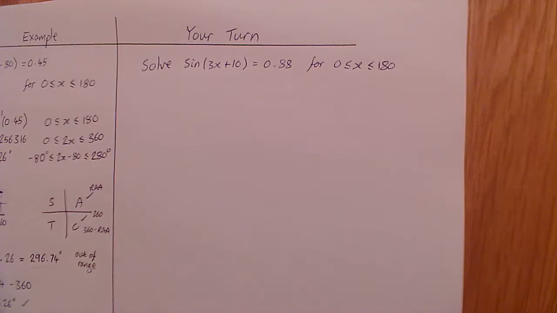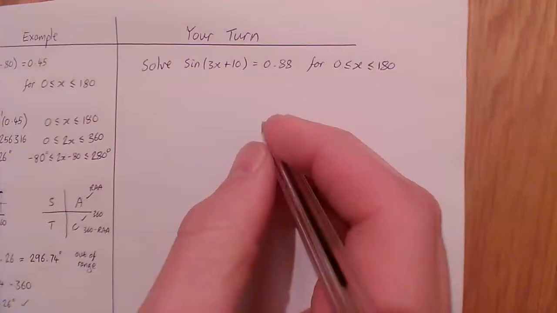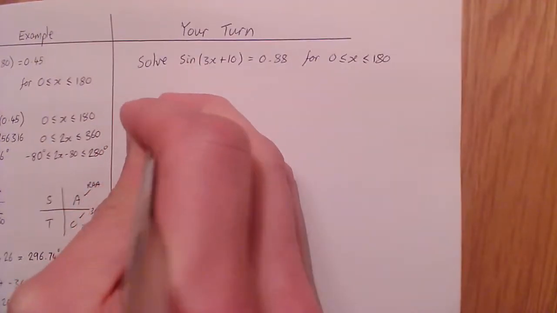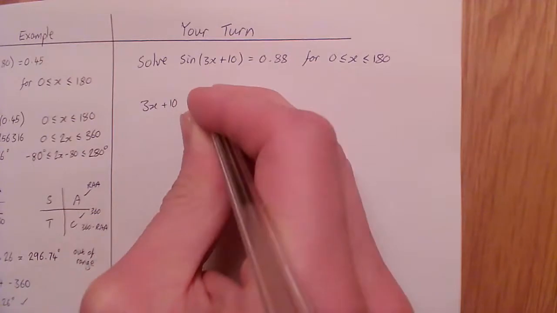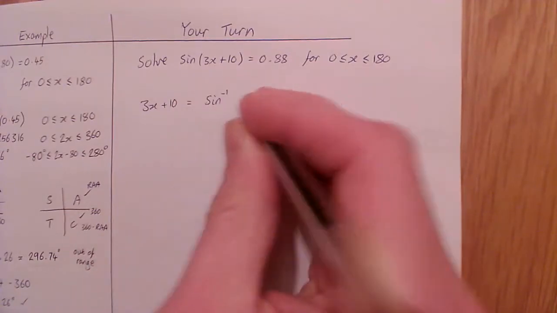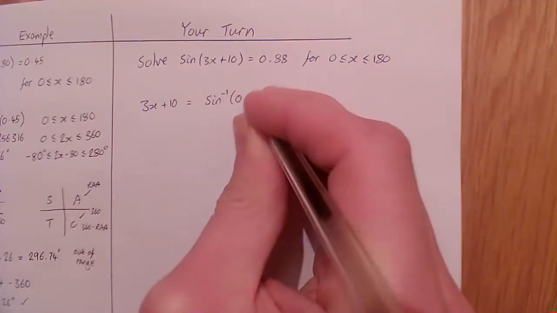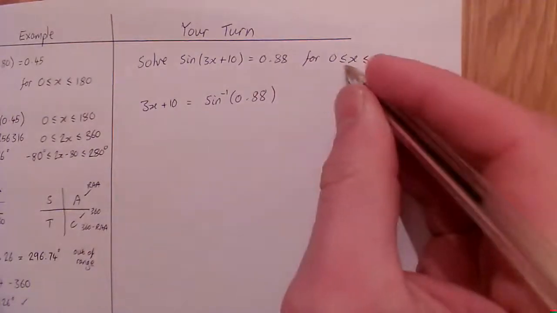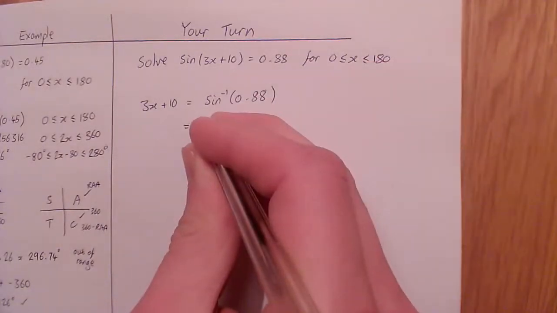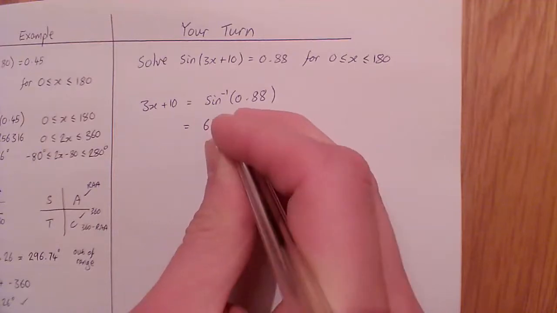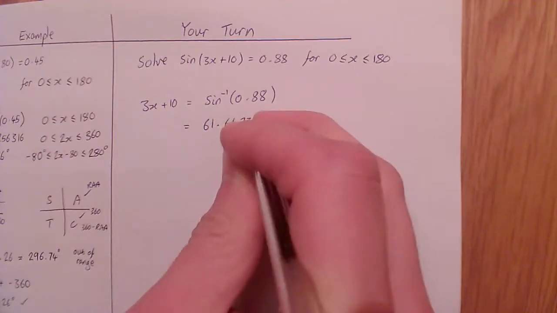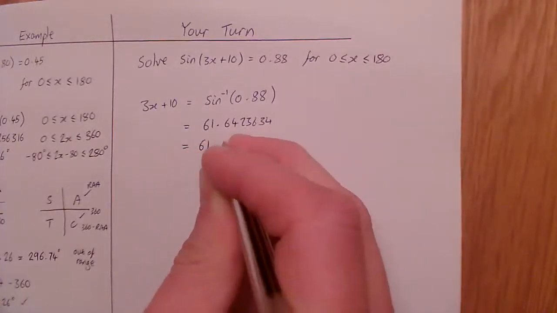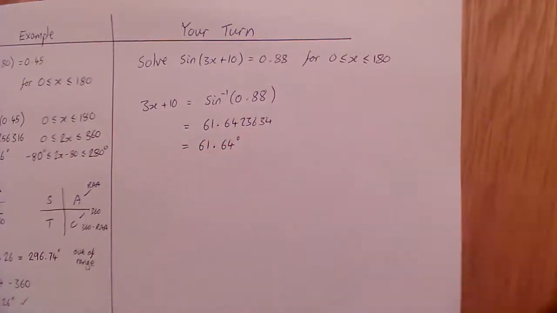Awesome. So you should hopefully have had a start on this. Starting off, we are doing 3x plus 10 is equal to, and we are inversing the sine. So sine to the minus 1 of 0.88, and putting that in the calculator, we get 61.6423634. Rounding that, we get 61.64 degrees.